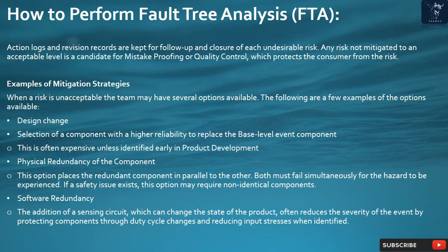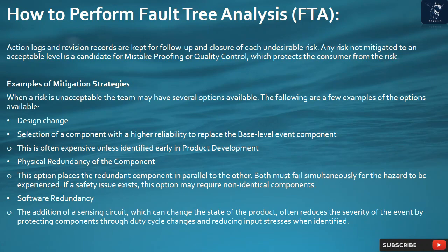Design change. Selection of a component with a higher reliability to replace the base level event component. This is often expensive unless identified early in product development. Physical redundancy of the component. This option places the redundant component in parallel to the other. Both must fail simultaneously for the hazard to be experienced. If a safety issue exists, this option may require non-identical components.